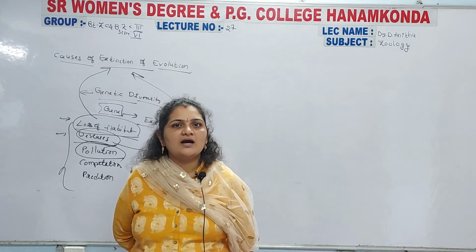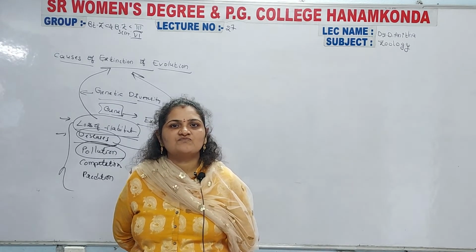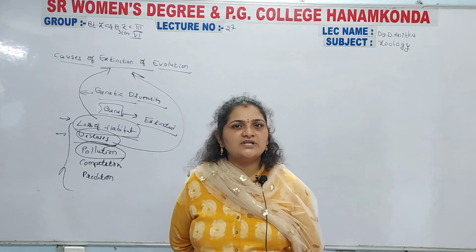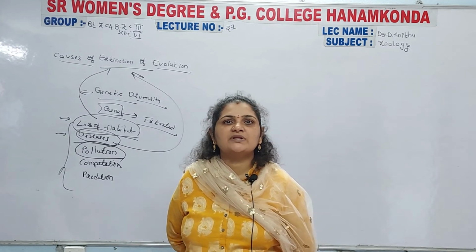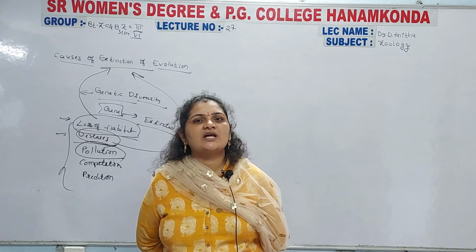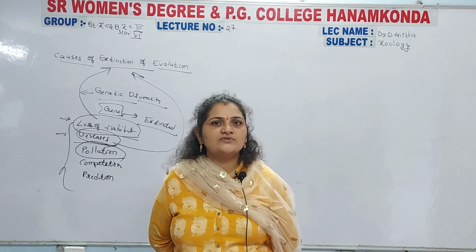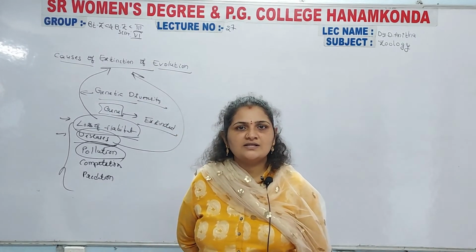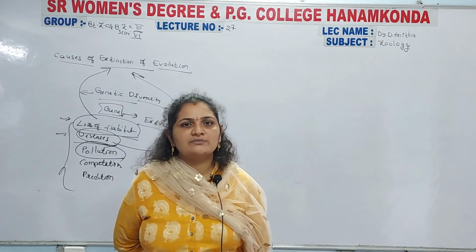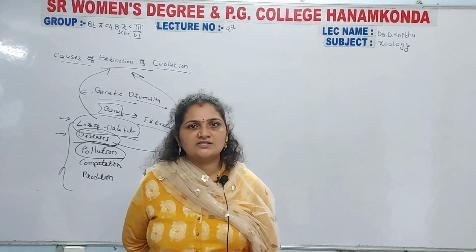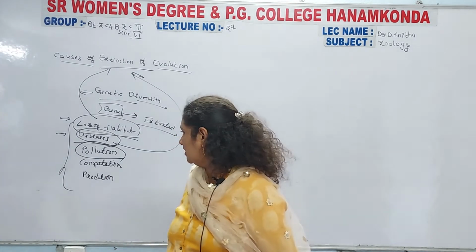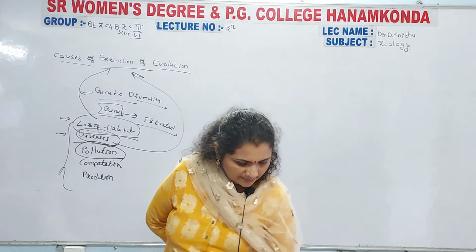Such prey organisms die and are gradually removed from that particular area. That is also one of the reasons for extinction, meaning the organisms are going to become extinct from that area. That is nothing but predation, prey and predation.